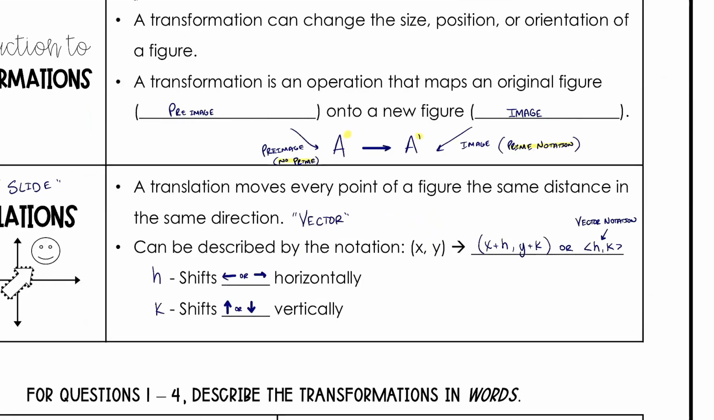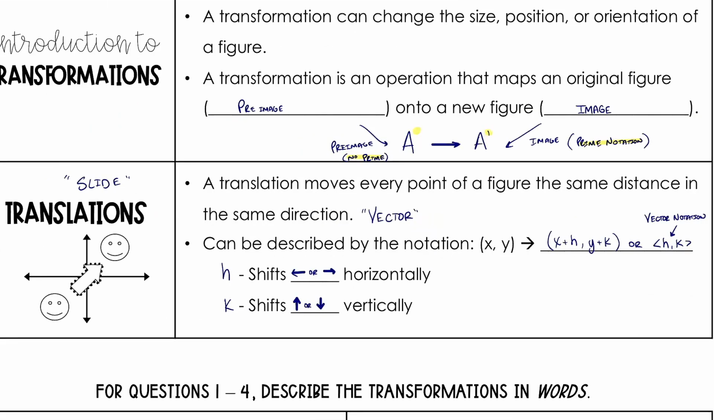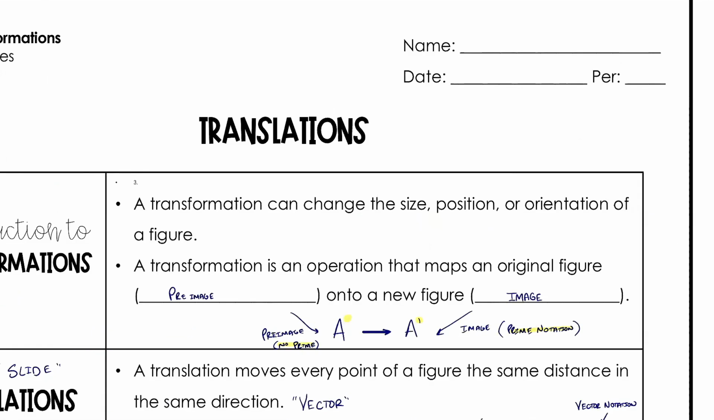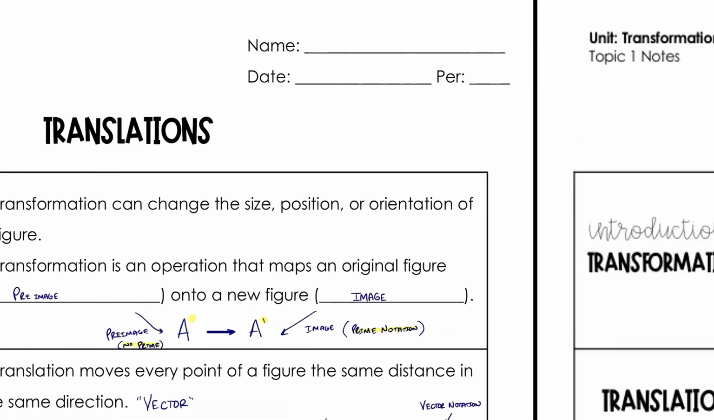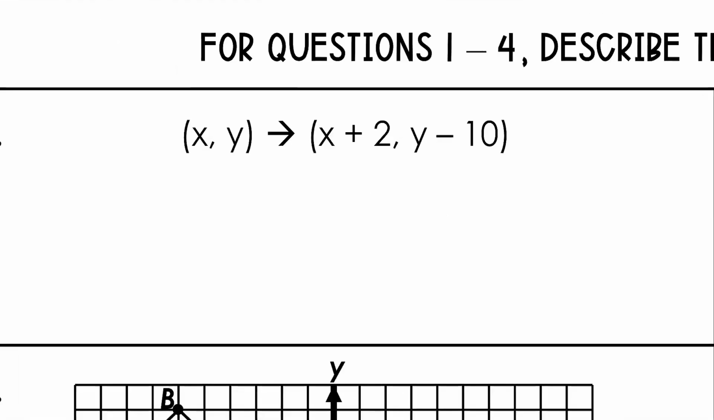So we want to describe our transformation in words. Essentially, what is happening if I were to verbalize it. We look at the first example: (x, y) transforms into (x plus 2, y minus 10). Remember, our initial is (x plus h, y plus k). If x is positive, it's going to the right, so we're going right 2. And if y is negative, it means we're going down, down 10.